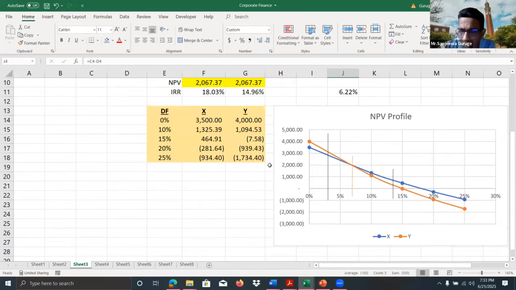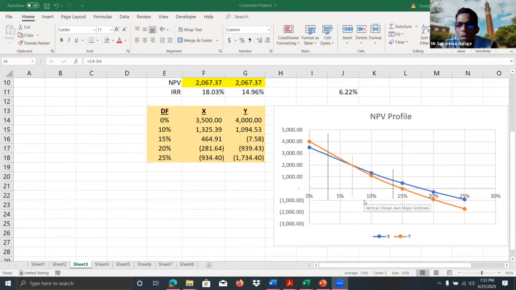So this NPV profile concept provides useful information. We can identify which project has the highest IRR through the NPV profile, right? Using the NPV profile, that's possible.